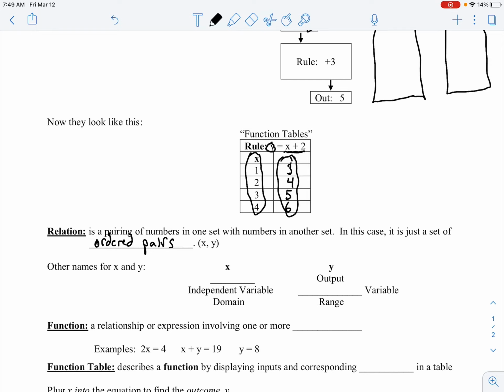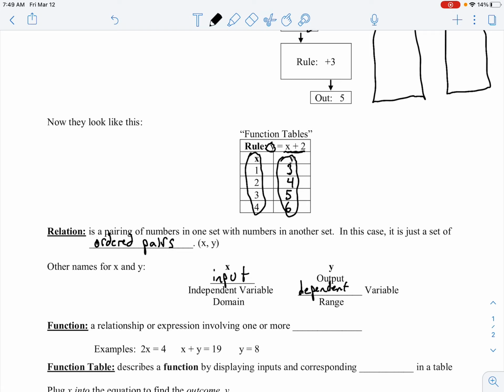So we have some other names for x and y. So x will be known as our input. Whoops, not inpup. Input. Excuse me. Can be known as our independent variable or our domain. And then our y values are known as our output, our dependent variable, or our range.